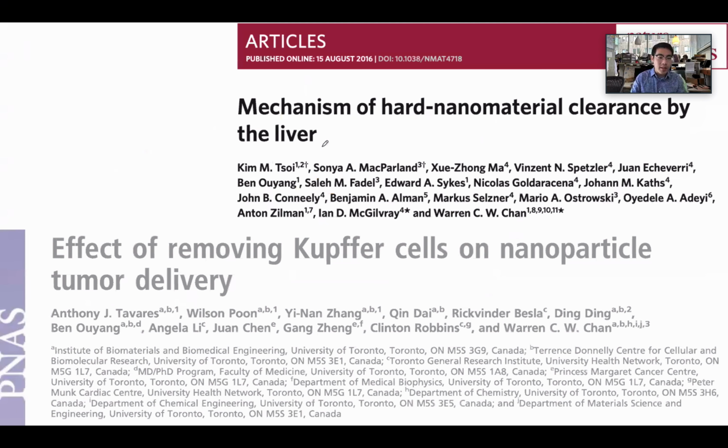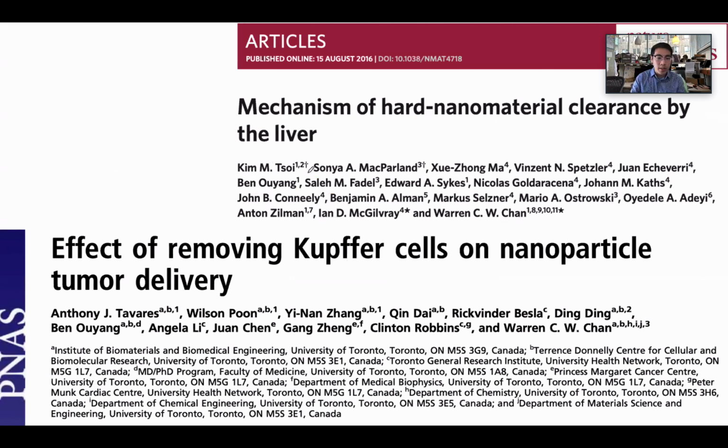A couple months later, the study led by Dr. Tavares, Dr. Poon, and Dr. Zhang showed us that if we eliminate the Kupffer cell and we remove them from the equation, then the liver accumulation was less and the nanoparticles were able to deliver to tumor better. So this cinched that relationship between the liver and the tumor. And it told us that, if we removed the contributions of the liver, we would be able to increase the effects of tumor delivery of nanoparticles.